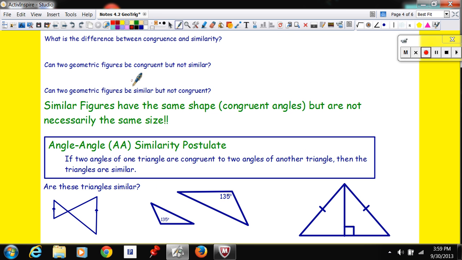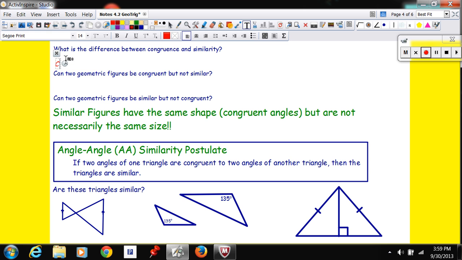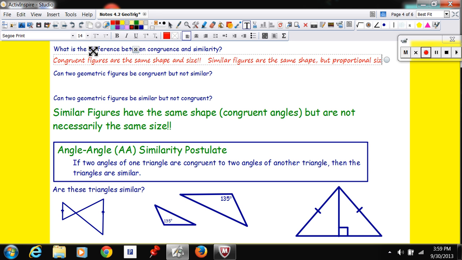Alright, let's go to the last part here. It says, what's the difference between congruence and similarity? Well, here it is. Congruent figures are the same shape and size. One would fit directly on top of the other. That's what congruent is. Similar figures are the same shape but proportional sides.